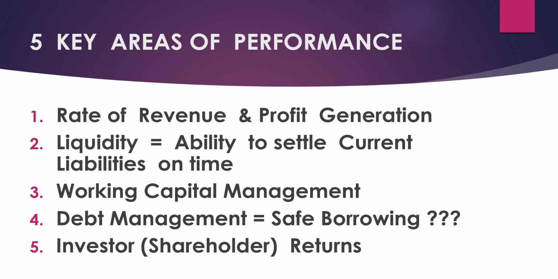And so, 5 key areas of performance that we need to measure: what the company is doing now, what it can do potentially in the short term, medium term, and long term, then become very useful. The 5 key areas are, first of all, at what rate is revenue and profit generated? The statement of profit or loss tells us how much profit is made, but it does not give us information about the rate at which this profit is generated.